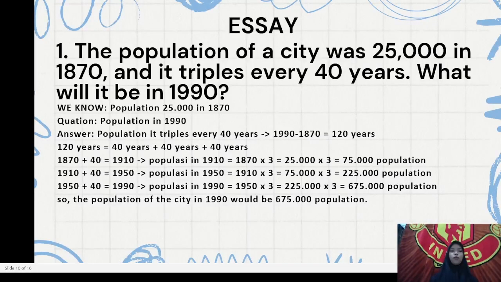Equation: population in 1990. Answer: the population triples every 40 years. 1990 minus 1870 is 120 years. 120 years is 40 years plus 40 years plus 40 years.